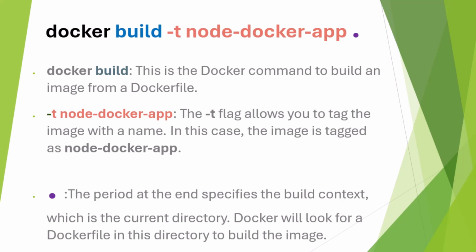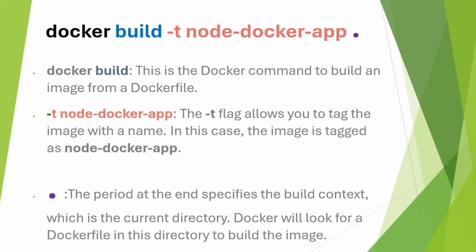docker build. This is the Docker command to build an image from a Dockerfile. -t node-docker-app. The -t flag allows you to tag the image with a name. In this case, the image is tagged as node-docker-app. Period. The period at the end specifies the build context, which is the current directory. Docker will look for a Dockerfile in this directory to build the image.